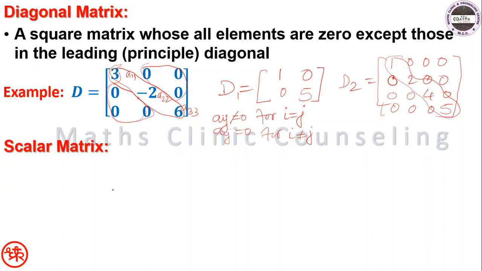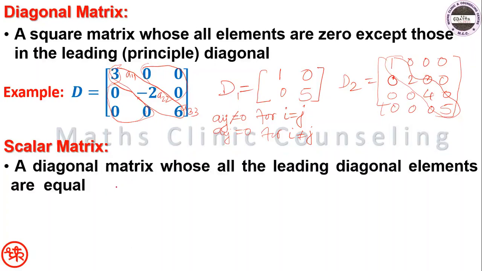Now scalar matrix. A diagonal matrix whose all diagonal elements, leading diagonal elements, are equal is called a scalar matrix. In the diagonal matrix above, instead of 3, -2, 6, if it is 3 3 3, it will become a scalar matrix, or if it is -2 -2 -2, we will still call it scalar, or 6 6 6, we will still call it scalar. Okay, so what is a scalar matrix? A diagonal matrix whose all leading diagonal elements are equal. So we can write here scalar yes.